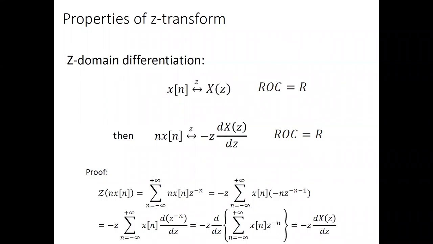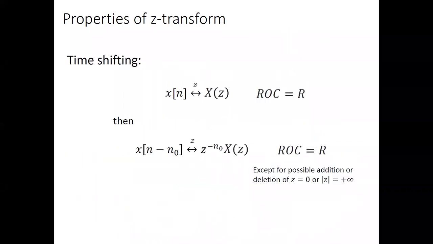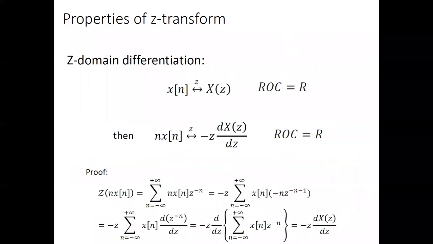Okay. The next property is the z domain differentiation. Recall that in the Laplace transform, we learned a property for both time domain differentiation and the S domain differentiation. Here we only look at the Z domain differentiation because n is a discrete time, so we cannot take a derivative over n. We can take a difference over n, such as x of n minus x of n minus 1. But x of n minus 1 is actually obtained from the time shift property, right? Time shift property when n 0 equals 1. Therefore, we did not discuss the time domain difference or time domain differentiation in the Z transform. We'll only look at the Z domain differentiation.